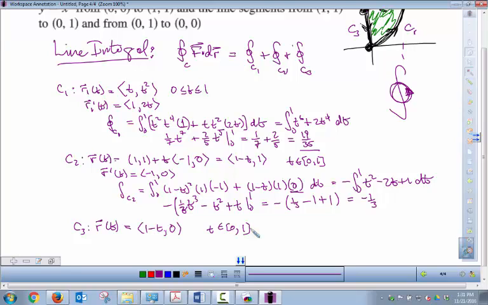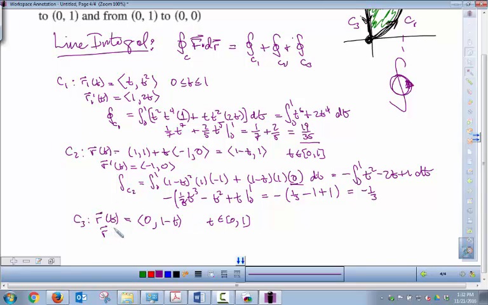I don't know. Should it be the other way around? Yeah. I was just checking to see if you guys were paying attention. X is going to be 0 the whole time, and then y changes from 1 to 0. Thank you. All right, and so the derivative, again, is going to be (0, -1). So that gives you your dx and dy component.